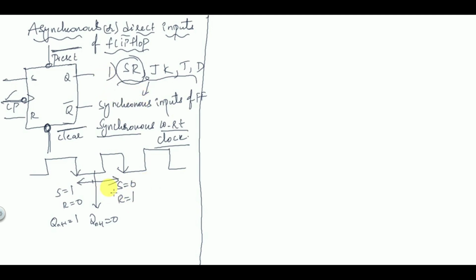But if you want to make the output of the flip-flop either 1 or 0, even in between the edges, negative to negative edge or positive to positive edge, we are going to use these inputs, preset and clear. That is why these two inputs are very important. Because preset bar is active low, if you make preset bar equal to 0, then 0 is given to a NOT gate, so it will become 1 again, active high.